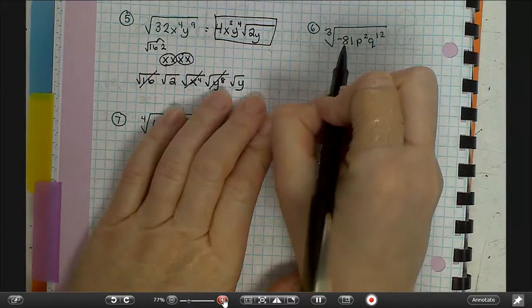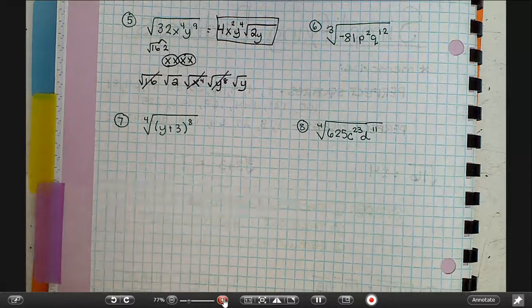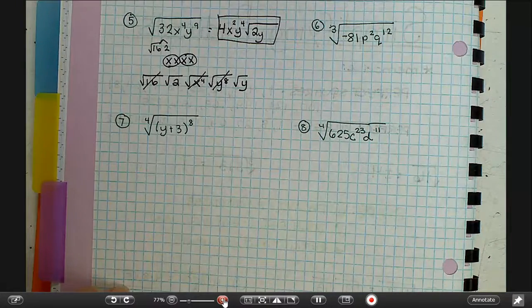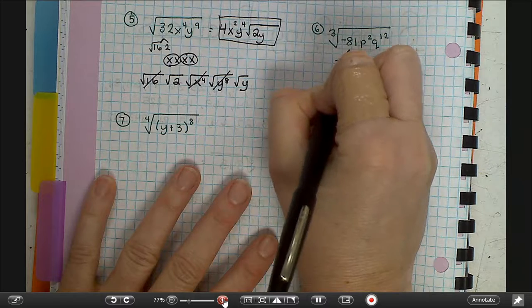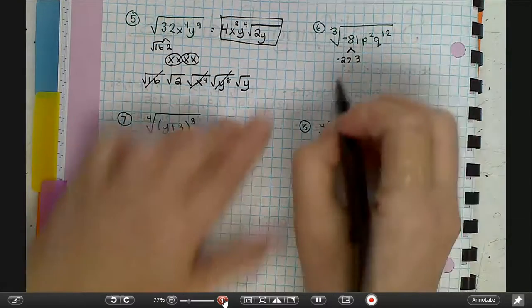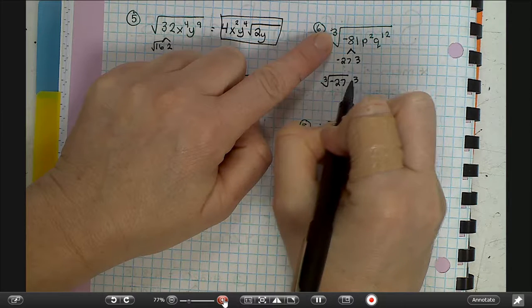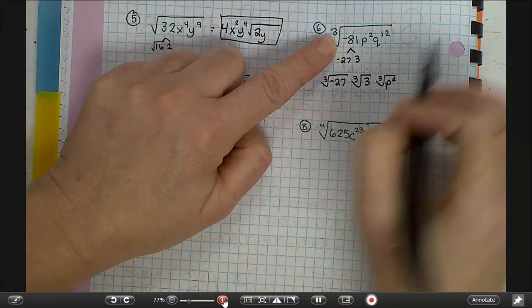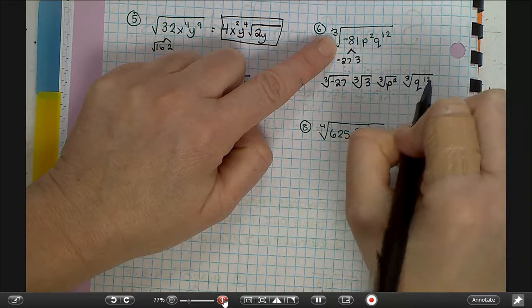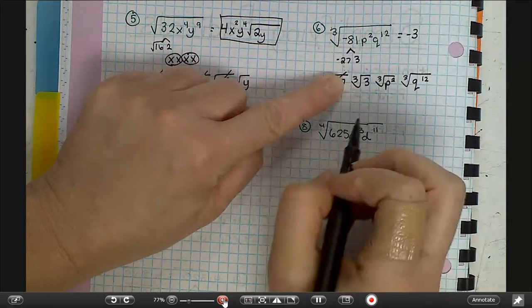All right, negative 81 is, let's see, the cube root, I think it's divisible by 27. Yes. So this is going to be negative 27 and 3. I'm going to do this the long way. We're going to have the cube root of negative 27, which is a perfect cube, the cube root of 3, the cube root of p squared, and the cube root of q to the 12th. This is a perfect cube. So the negative 3 goes on the outside.